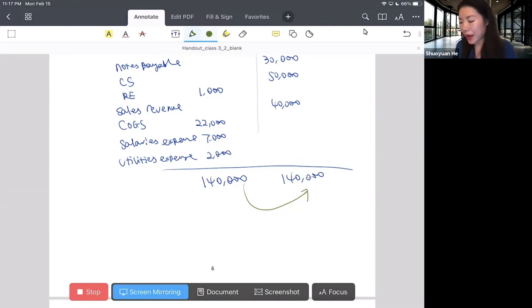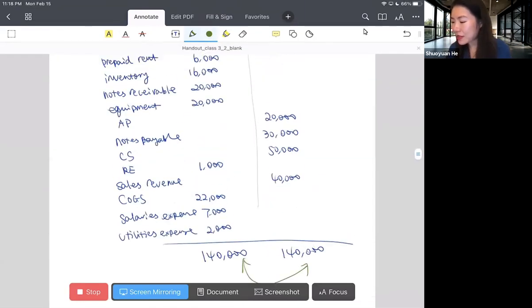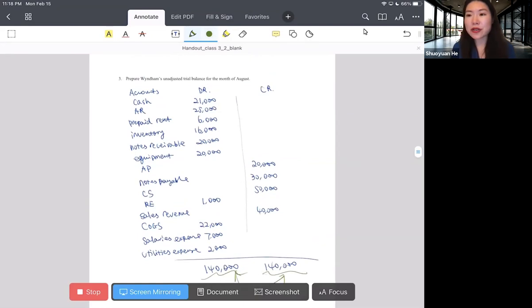So if you take the balance of your ledger accounts, the total amount on your debit side should always be equal to the amount on your credit side. If they don't equal, there's something wrong, which means there's an error. You need to go back to check. So this is the unadjusted trial balance.